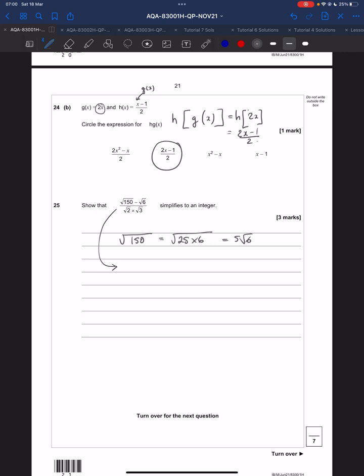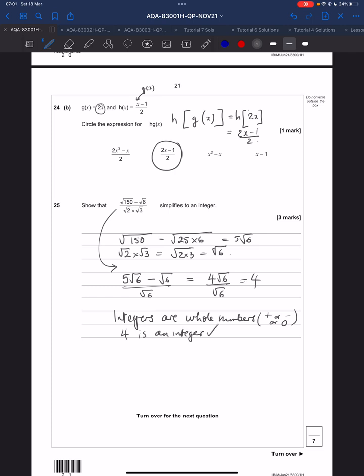One more thing: root 2 times root 3 is root 2 times 3, which is root 6. So this actually becomes 5 root 6 minus 1 root 6, divided by root 6. So it's actually 4 root 6 on the top divided by root 6, which is 4. And the integers are whole numbers, positive or negative or 0. 4 is an integer.